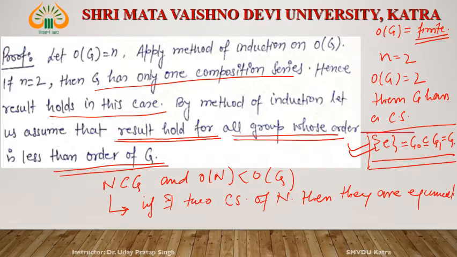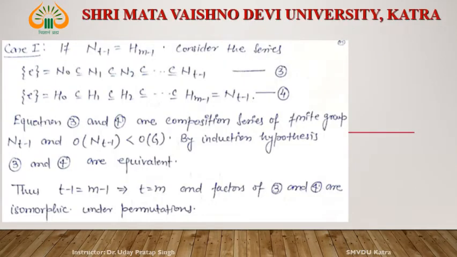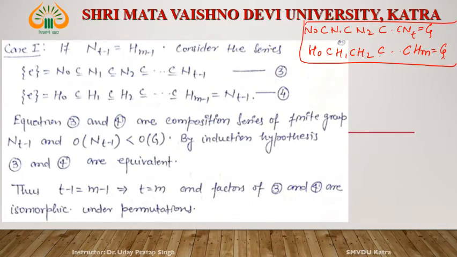Okay, then they are equivalent. Next, case first. How will we prove it? Since there are two composition series of G, N0, N1, N2 up to Nt which is G, and the next one is H0, H1, H2 up to Hm, that is G. These are the two composition series, right?